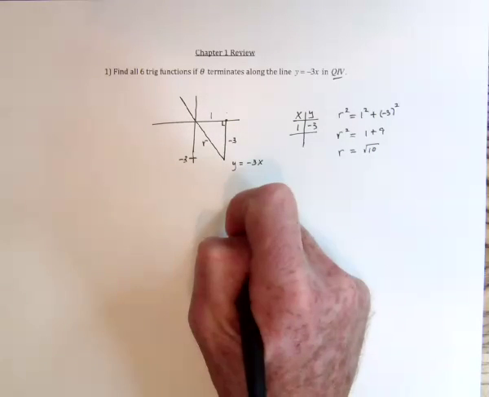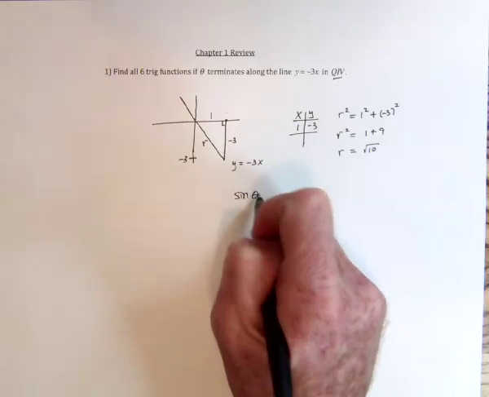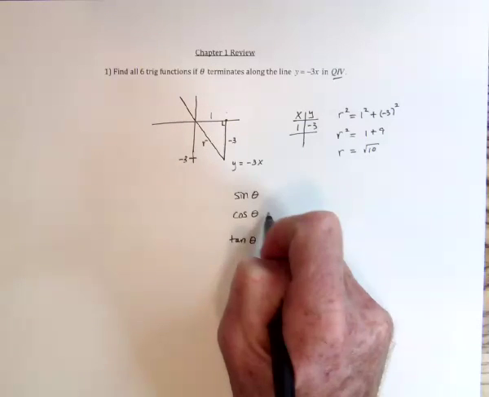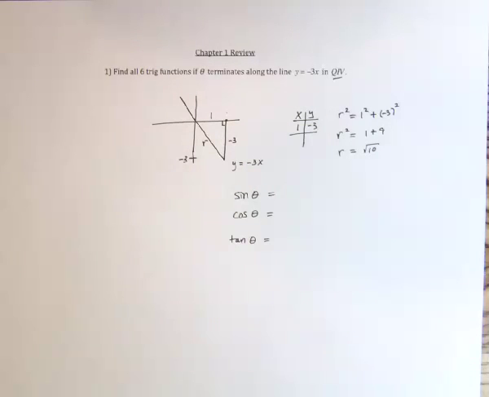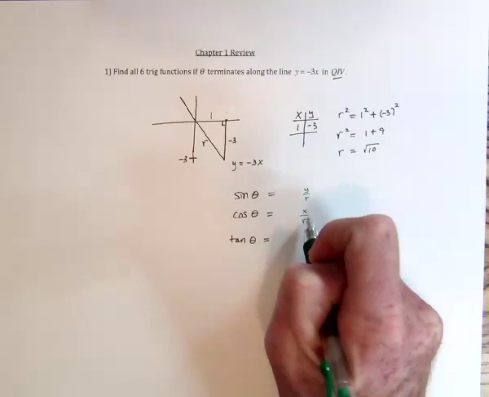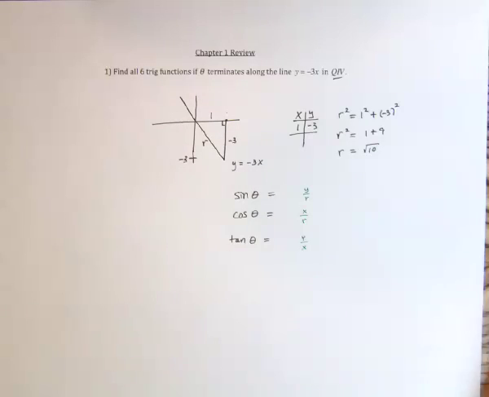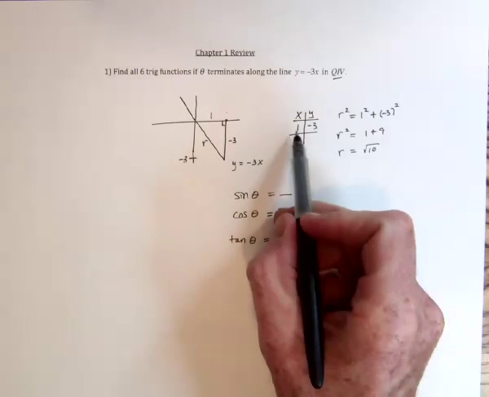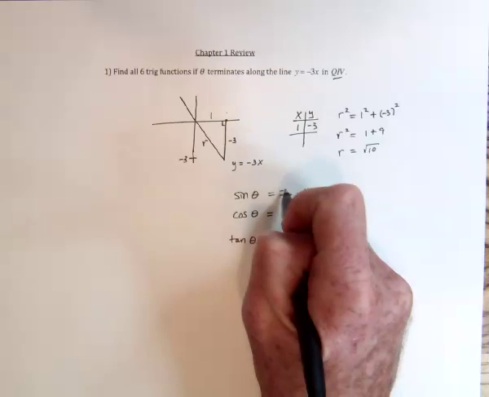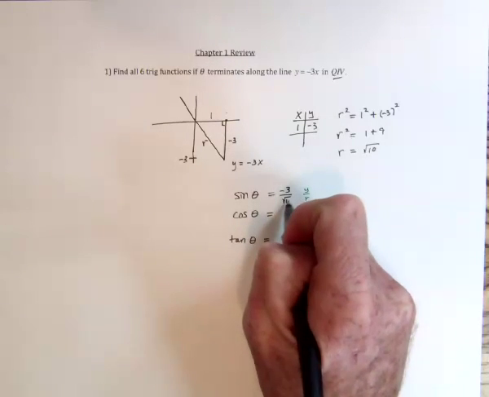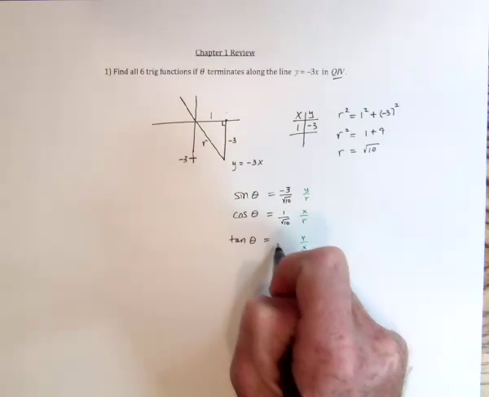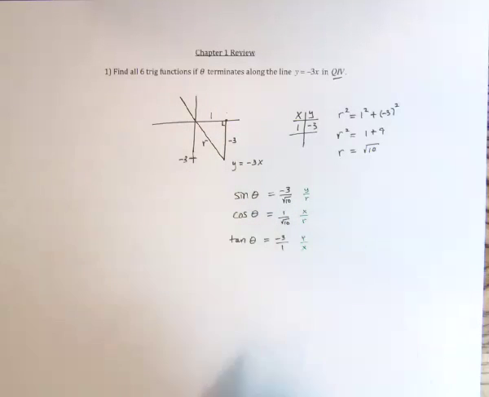So now find all 6 trig functions. So sine of theta, cosine, and tangent. And so sine is y over r, and cosine is x over r, and tangent is y over x. And we've got the x, the y, and the r all over here. So the first one is going to be negative 3 over the square root of 10 for sine. Cosine is going to be 1 over the square root of 10. And then tangent is y over x.